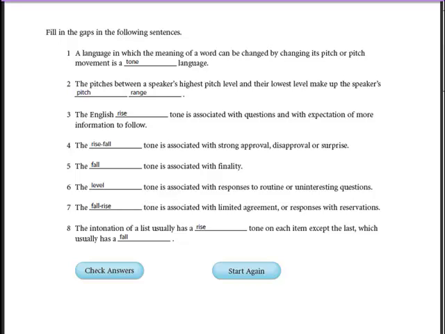The intonation of a list usually has a rise tone on each item except the last, which usually has a fall. I went to the grocery store and I bought eggs and ham and peanut butter and trash bags. This is similar to number 5. The fall tone is associated with finality.